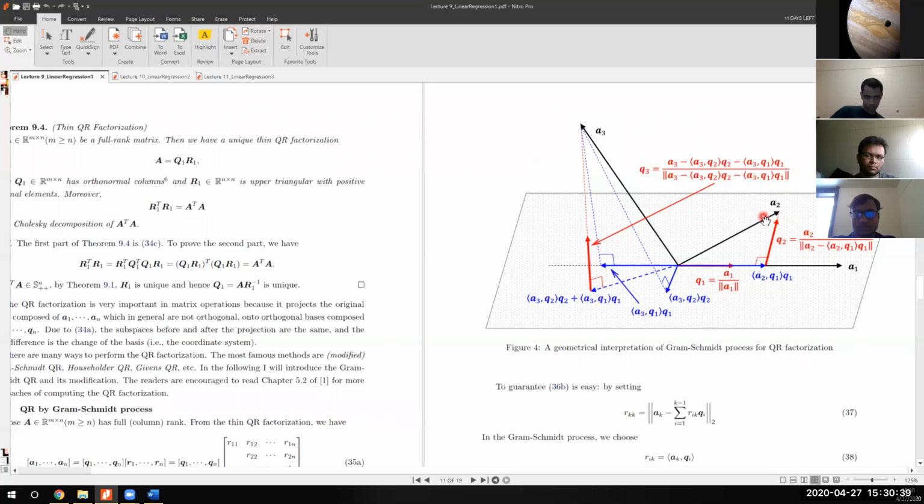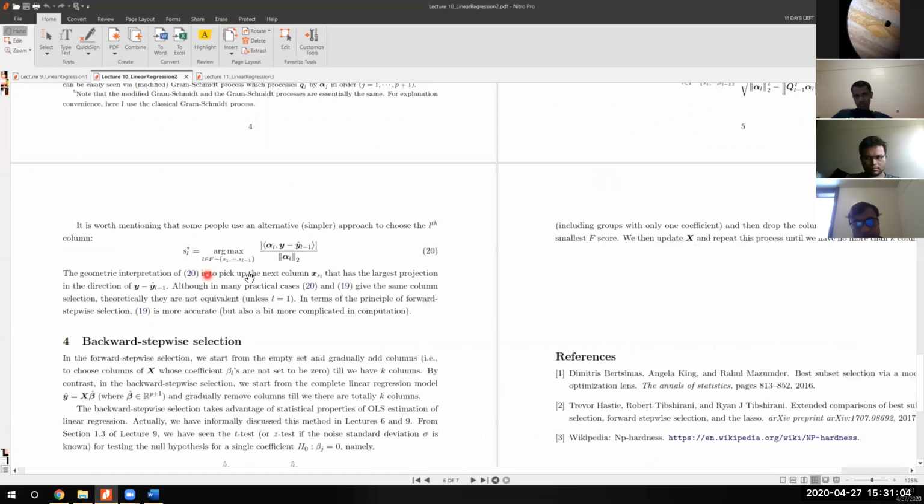Okay, so suppose this is Y L minus 1. And I have so many different columns. I'm going to choose the column that is the most parallel to this. Because if I include this part, then I can make a reduction of this part. You know what I mean? And this reduction is going to be maximized. And hence I'm going to write the formulation this way, okay?